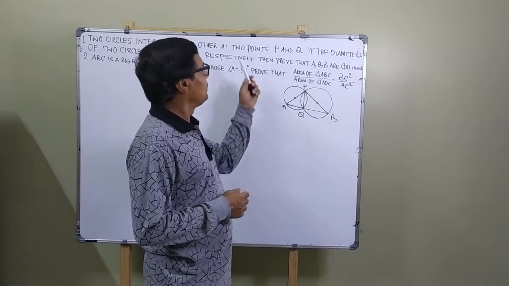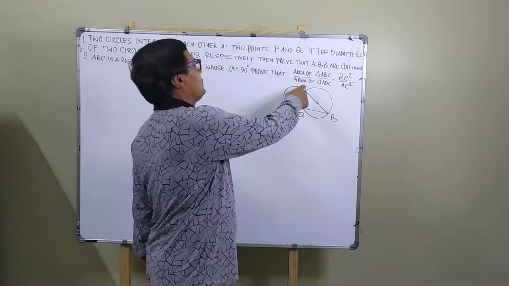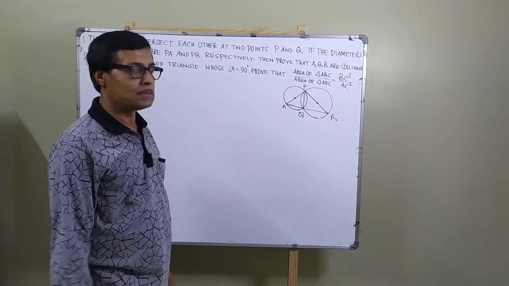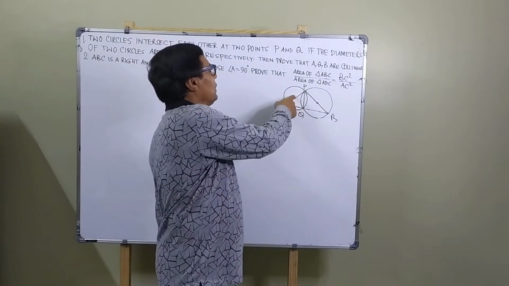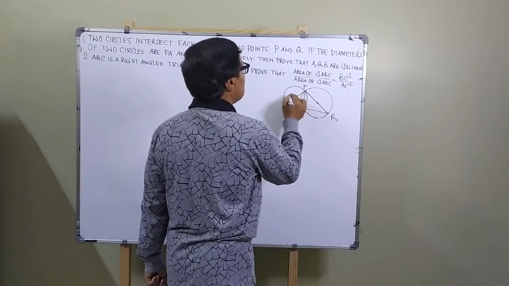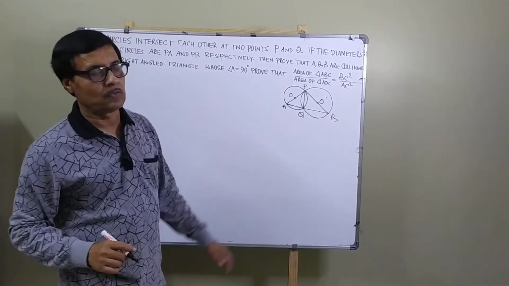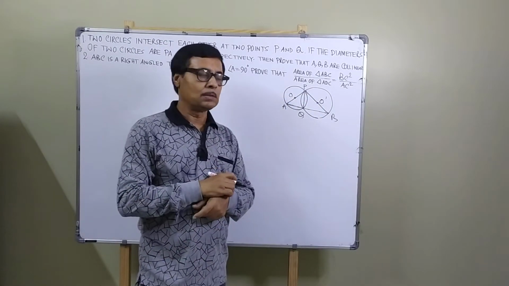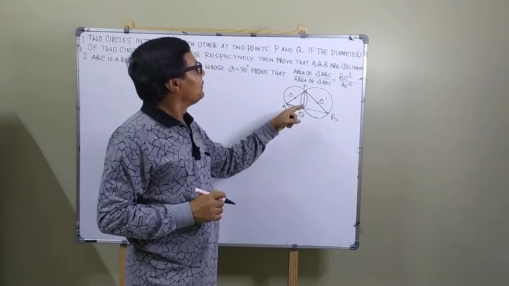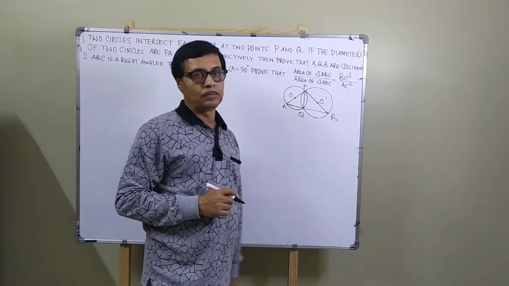Here we have already drawn the diagram. Here are two circles, and these two circles intersect at two points P and Q. This is the center of the first circle, this is the center of the second circle; this is regarded as O and this is regarded as O dash. O is the center of the first circle, O dash is the center of the second circle. And we have already connected P with Q, A with Q and B with Q. These are connected.